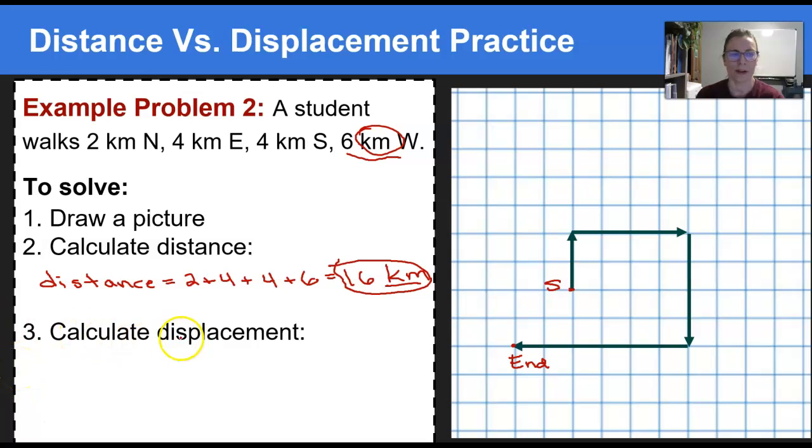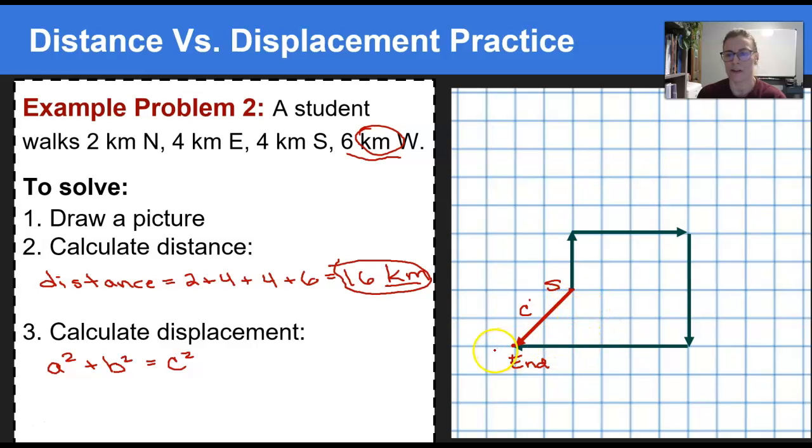All right, for the second part, calculating displacement, the first step is to draw our arrow from our start to our end. So this arrow represents our displacement. To find the length of the displacement, it's going to be a little trickier this time. So this time we're going to have to use the Pythagorean theorem, a squared plus b squared equals c squared. Okay, so our displacement is actually the c part. All right, this is side C.